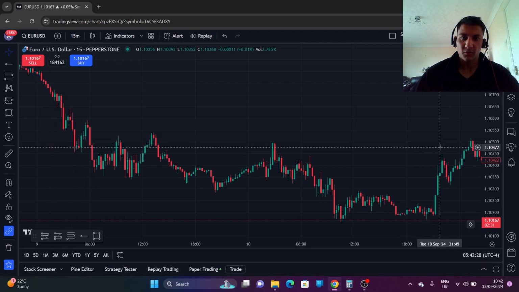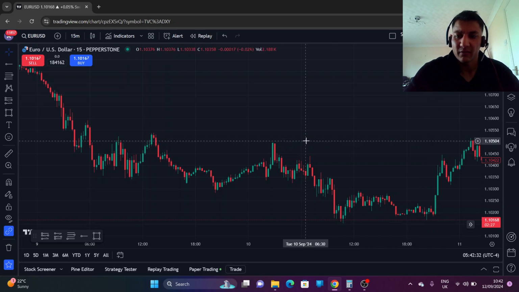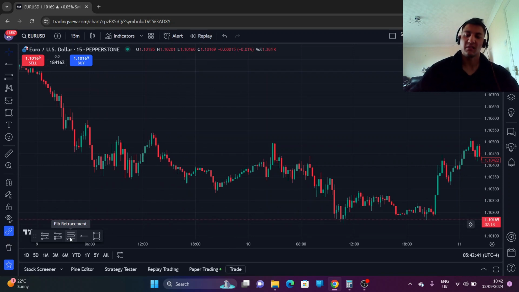So I'm going to teach you what I think is the simplest model in all of Forex and in all of trading, to be honest. This is the model that I use, and it's simply an optimal trade entry, which is just a Fibonacci retracement. That's it. That's all you need in trading, right? So let's say you've got the bias.